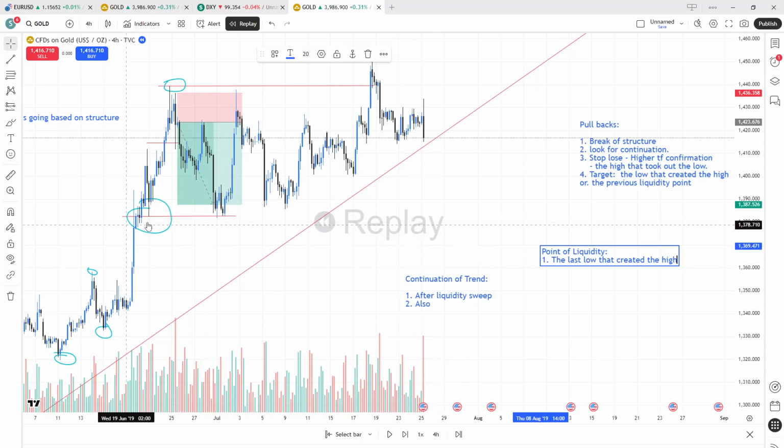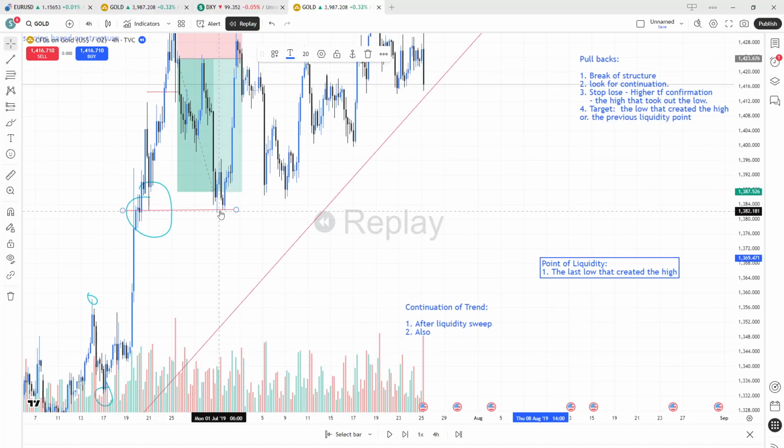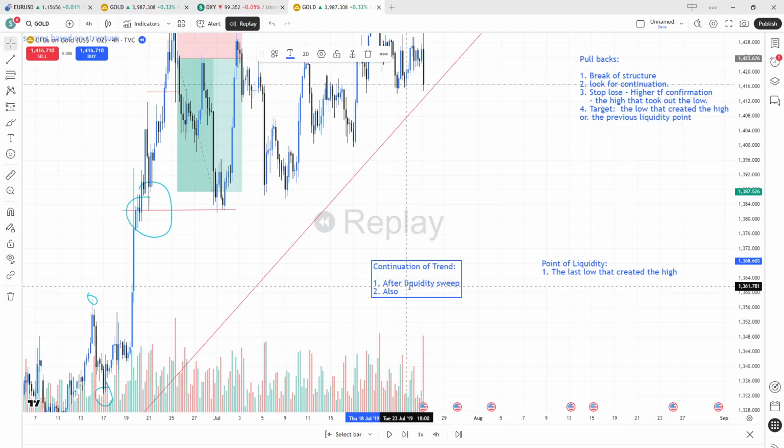Once we have another sweep, meaning this, the price came and took out the internal, and the external. After the liquidity sweep, it also takes out the internal.